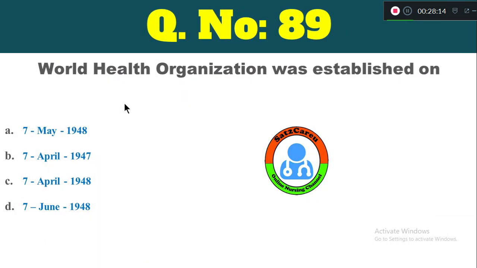Question number 89. World Health Organization was established on option A, 7th May 1948, B, 7th April 1947, option C, 7th April 1948, option D, 7th June 1948. The right answer is option C, 7th April 1948. World Health Day was first established.